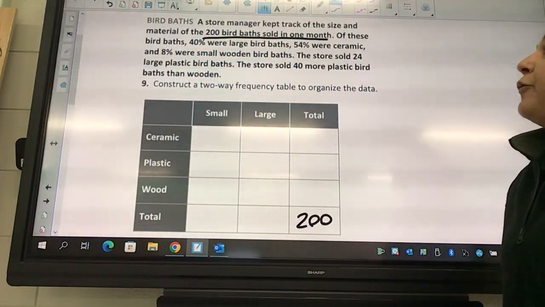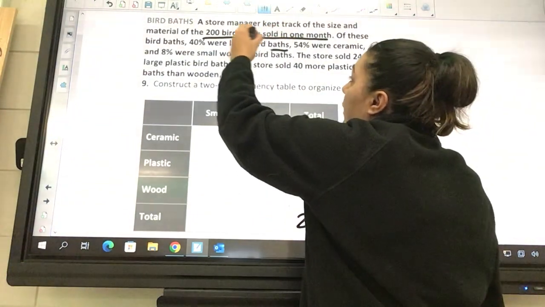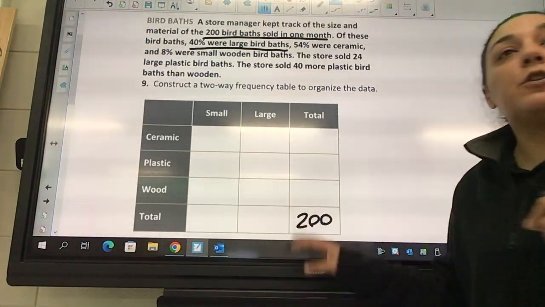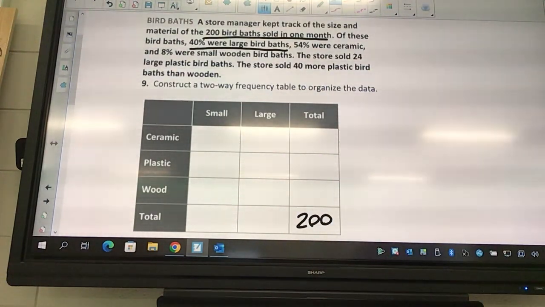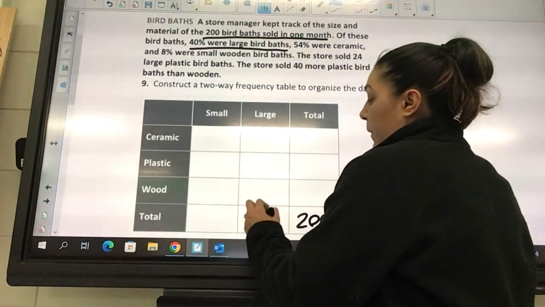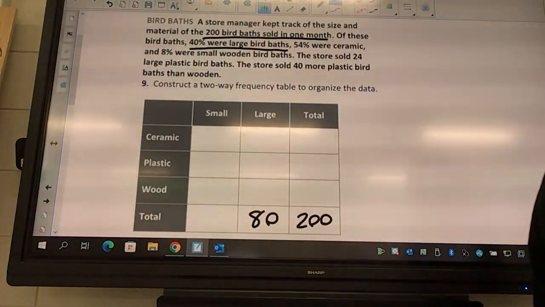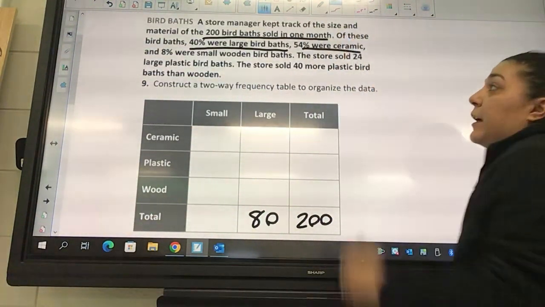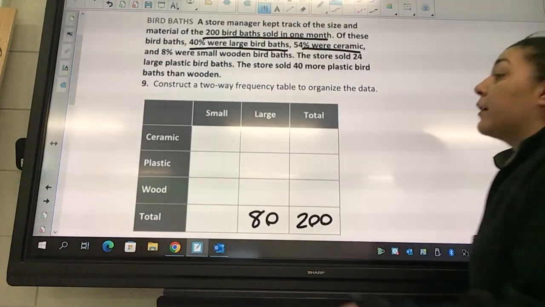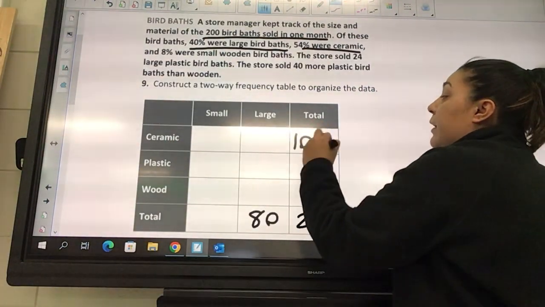Of these bird baths, 40% were large bird baths. So on your calculator, you're going to type in 0.40, that's 40%, times the total number, which is 200. So 0.40 times 200. What do you get? 80. So 80 were large bird baths, and that's going to go here. 54% were ceramic. So you're going to say 0.54 times 200. 108. So we're going ceramic and total. That's going to be 108.